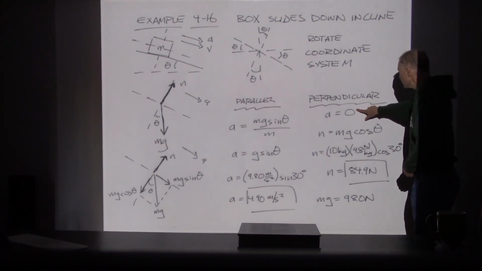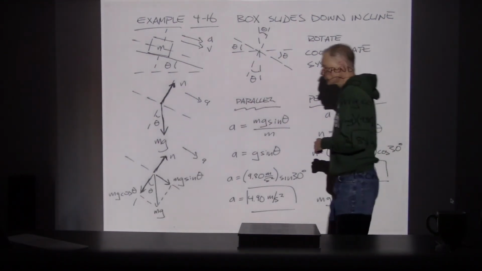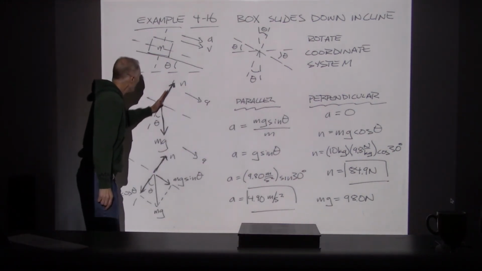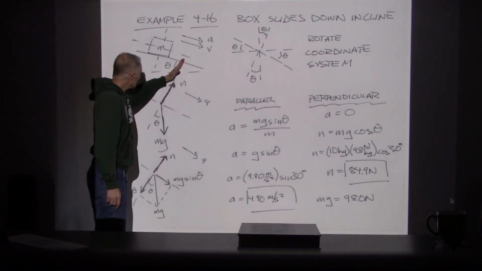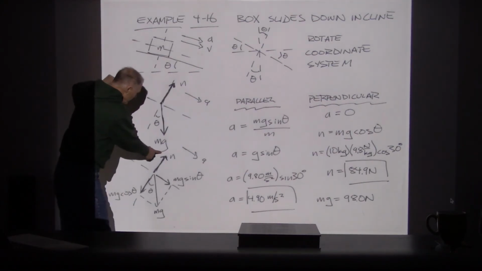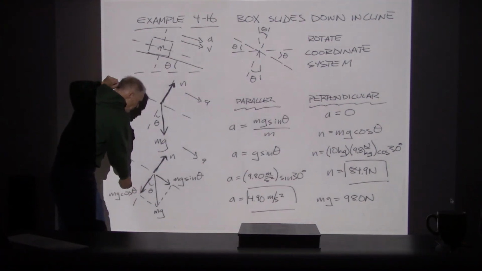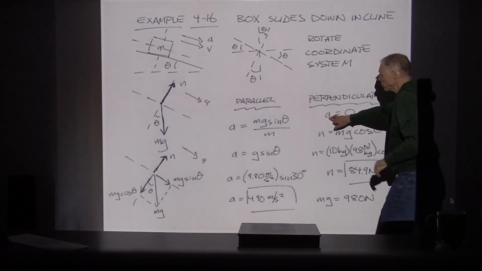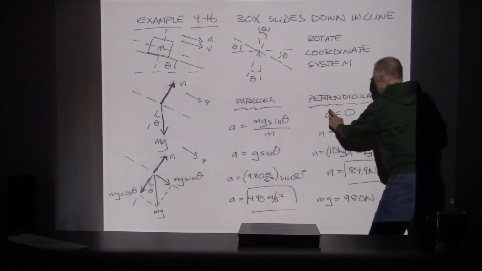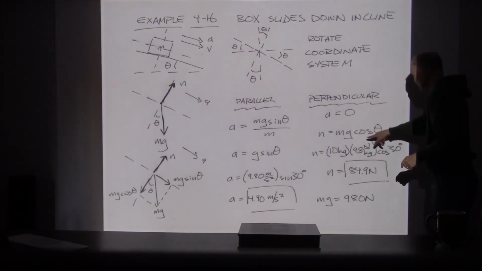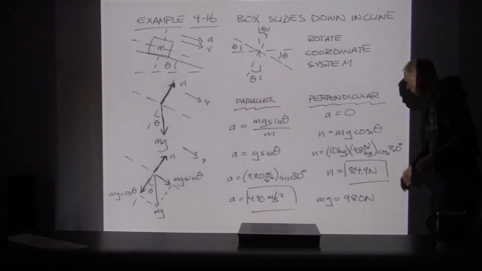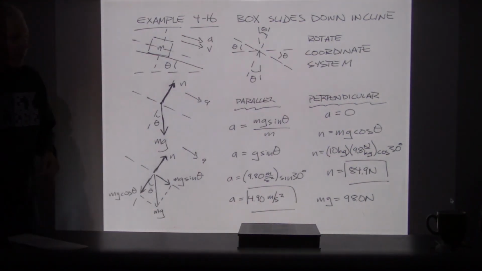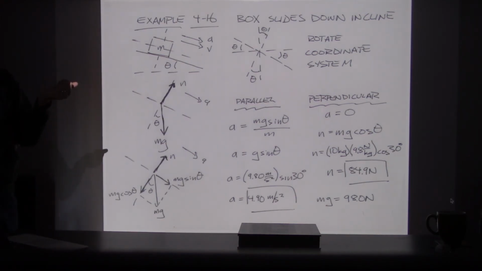So in the perpendicular direction, which is the y direction here, I should have just put x and y in parentheses here. The y direction is here, and that says that n is going to equal mg cosine theta. There is no acceleration happening in the y direction. We could put subscript x, subscript y. That says n is equal to mg cosine theta. That's 84.9 newtons. Okay, and so that's it.